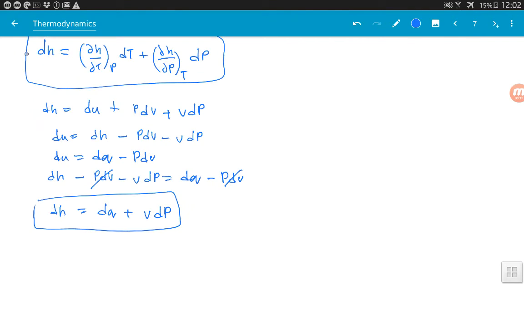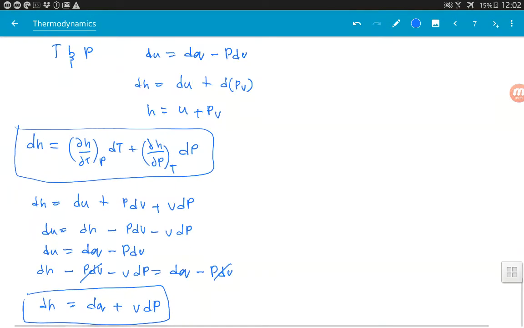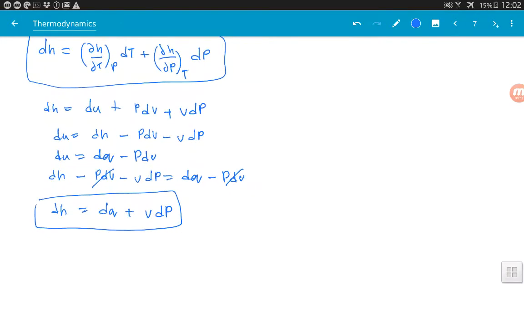Okay, so again we cannot measure the enthalpy. The enthalpy can only be measured with this relation, internal energy and PV. So we're going to replace this part with this. Okay, so again we make the same kind of form.